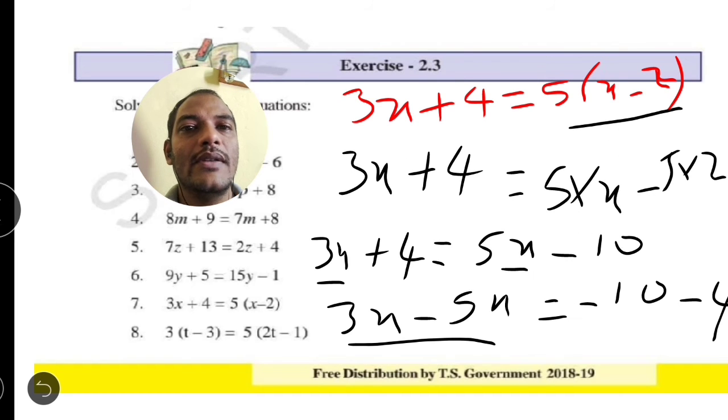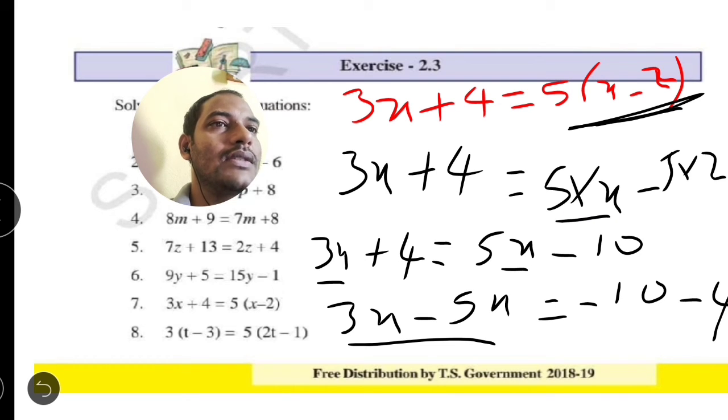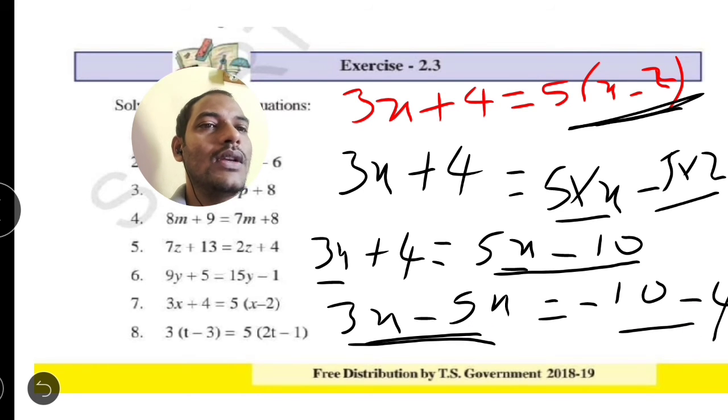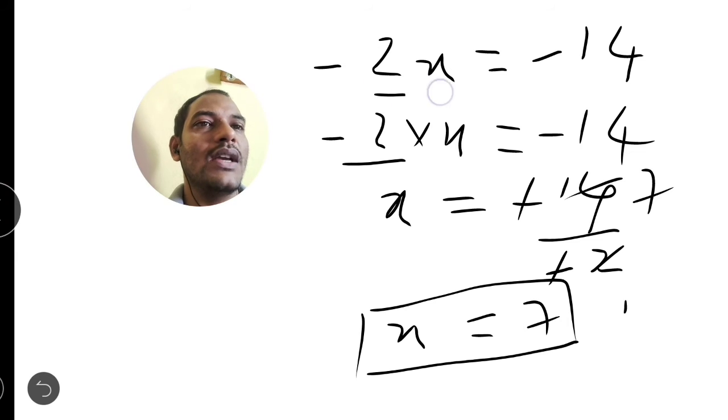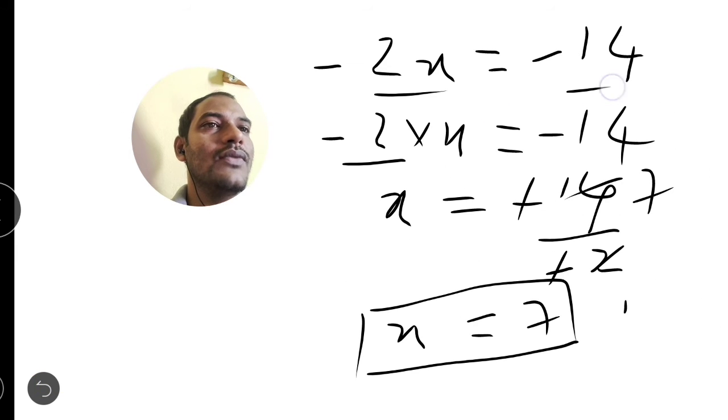So understand, children? First you have to simplify this bracket value. That means 5 multiplies inside, 5 into x is 5x, 5 into 2 is 10. So here it is written 5x minus 10. Now same, write variables on one side and constants on another side. So 3x minus 5x equals minus 10 minus 4. So 3x minus 5x is minus 2x and minus 10 minus 4 is minus 14.